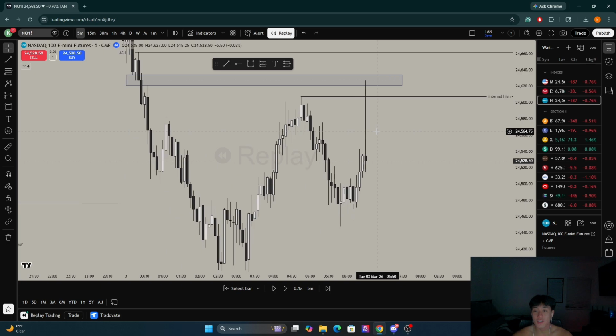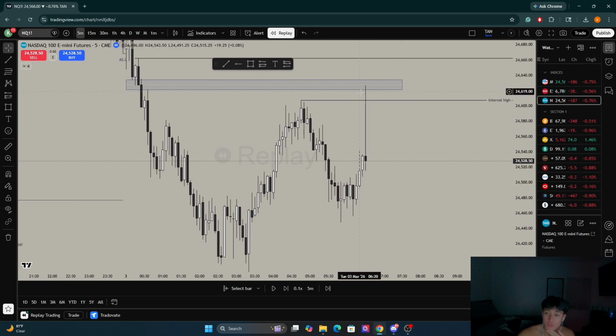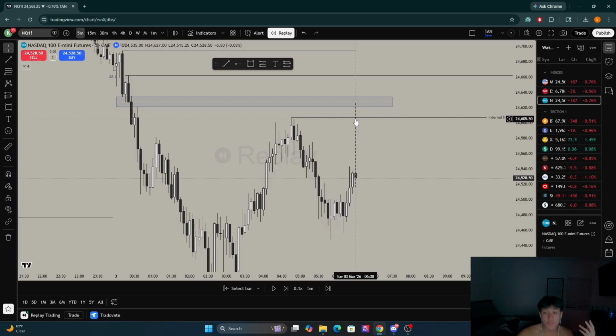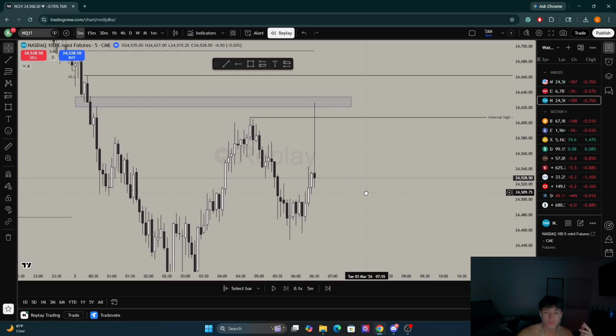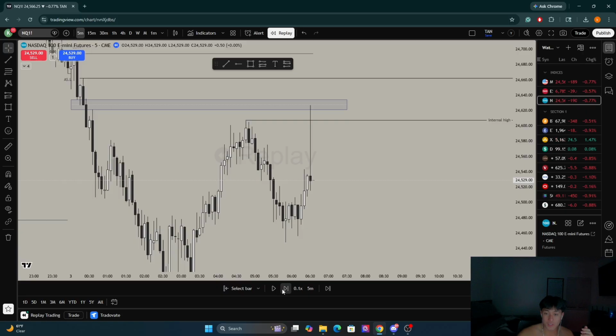With that being said, what did I notice? Price came up and we swept this high and price shot right back down. What does that tell me? As of right now, as long as we hold below it, we have a bearish bias. So I'm looking for some sort of short model. Let me play another candle.